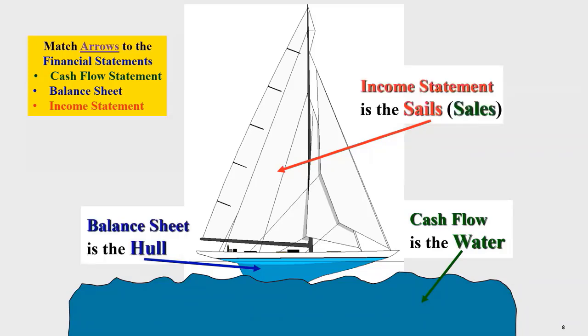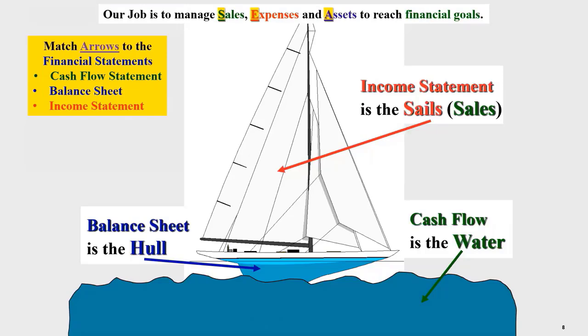And last, what moves the sailboat through the water? What moves the business forward? We're always thinking about the top line of the income statement and growing sales, growing revenue. So a great business is like a sailboat. And management's job is to grow sales, keep costs and expenses under control, and anytime they take that cash and invest it in an asset, they want a return on assets.